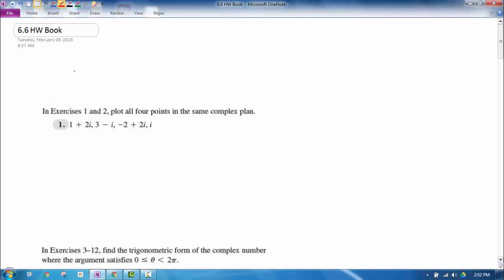Okay, this is 6.6 homework, but it's from the book. The first problem just wants us to graph these points in the complex plane. So the first one goes over 1, up 2 to here. Next one goes over 3, down 1, right here. So this is 1 plus 2i, and this is 3 minus i.